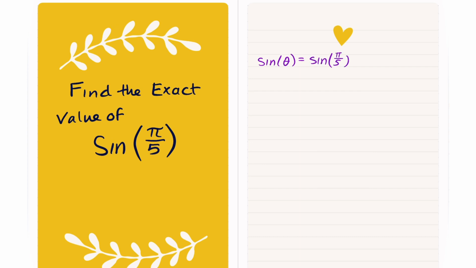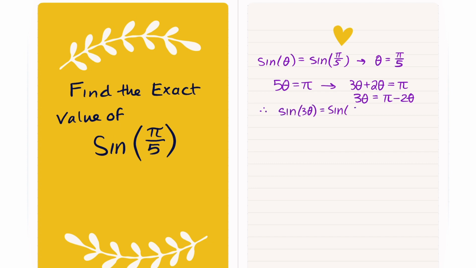So first we begin with the fact that we want sine of theta to be equal to the sine of pi over 5, so that theta is equal to pi over 5. That'll allow us to rewrite this as 5 theta equals pi, or 3 theta plus 2 theta equals pi, or 3 theta equals pi minus 2 theta. We can then conclude that the sine of 3 theta is equal to the sine of pi minus 2 theta.